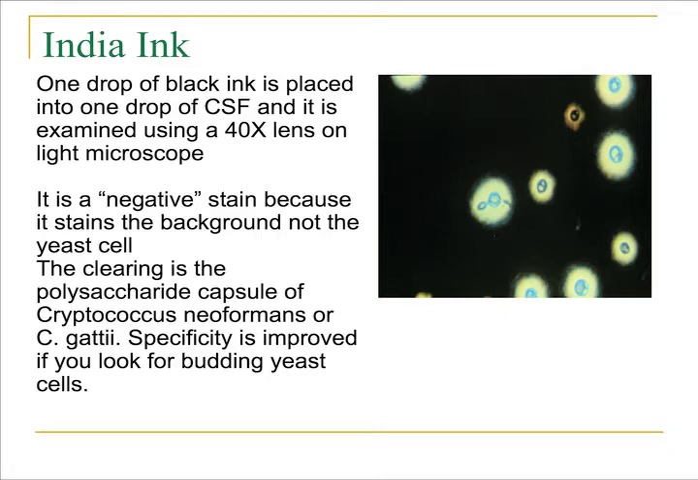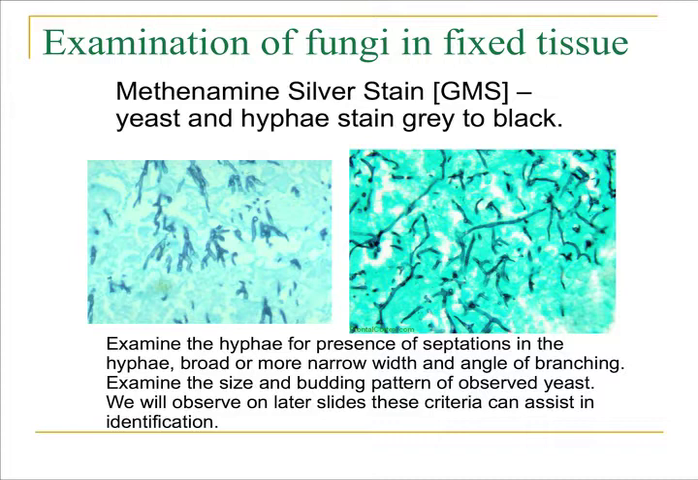On the next slide, we talk about examination of fungi in fixed tissue. There are many types of stains that can be used in AP to visualize hyphae, but one of the most common ones is the methenamine silver stain, or GMS. Of course, on the GMS, yeast and hyphae stain gray to black.